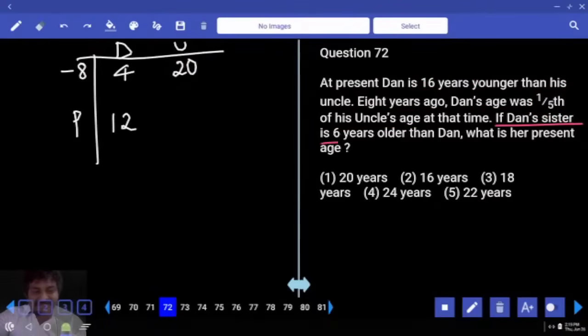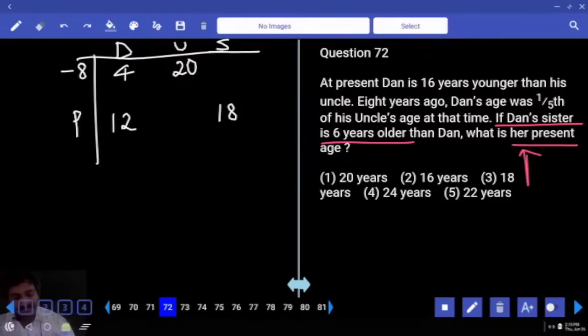If Dan's sister is 6 years older than Dan, the sister's age is 6 years more than Dan, 18. What is her present age? Sister's present age 18. Her present age. Her refers to the sister.